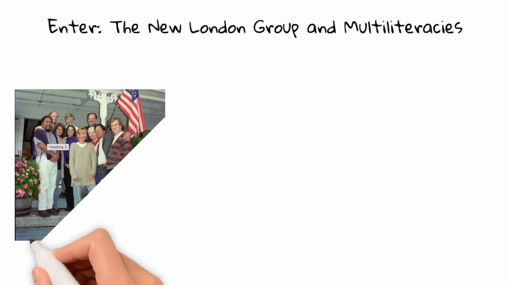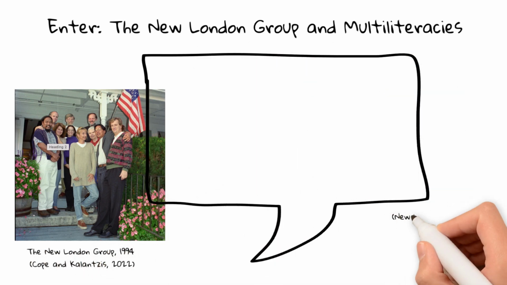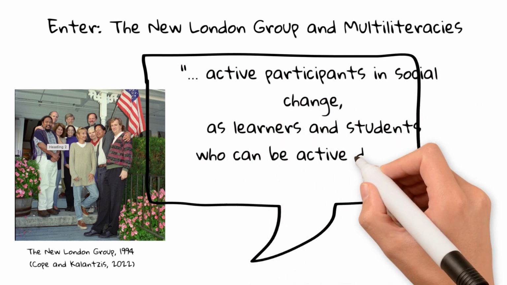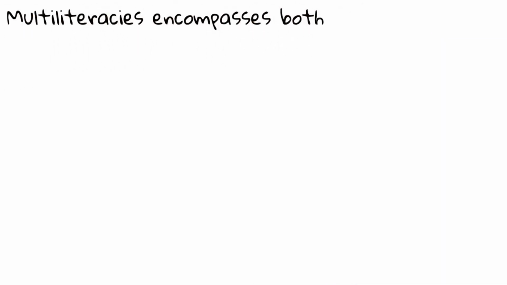The New London Group said, literacy educators and students must see themselves as active participants in social change, as learners and students who can be active designers, makers of social futures. But what are multiliteracies anyway?